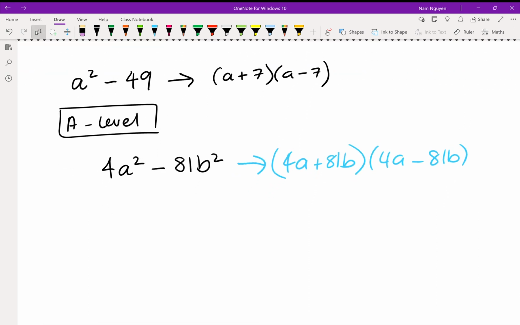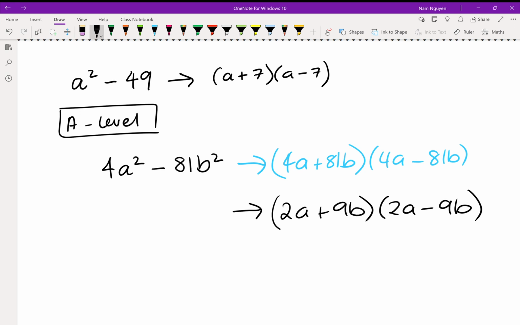You've done the a and the b part right, but you've ignored the number and just thought, that's just there for fun. It's not there for fun. The correct answer is 2a plus 9b times 2a minus 9b. Okay, and when in doubt, expand it to see if you get the question. So this is a no-no. No.